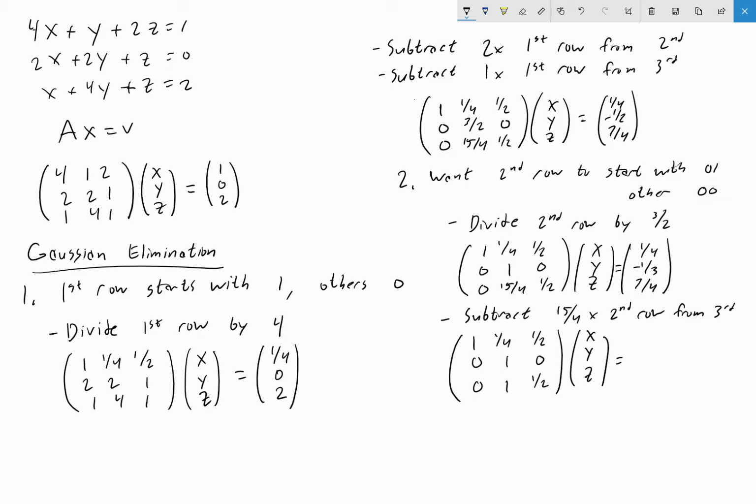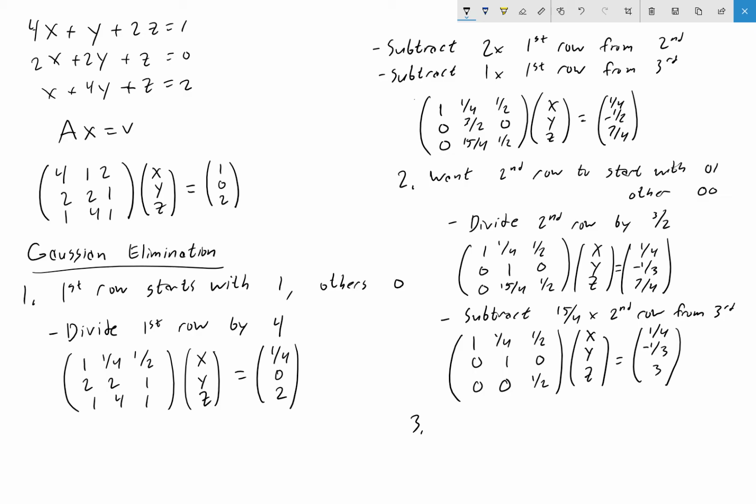Got x, y, z, and then we have to do this to the right-hand side as well. We still have a quarter, still have negative 1/3. Now this last one is a little bit ugly. We want to take 7/4, and then subtract 15/4 times negative 1/3. If we do that, we're going to end up getting 3. And then the final step in the elimination is I want the very last row to be in the form 0, 0, 1. Actually, this was already supposed to be a 0. I want this last number here to be a 1.